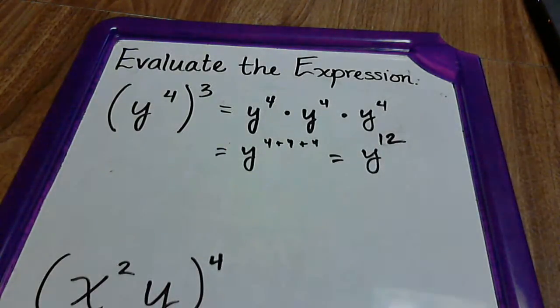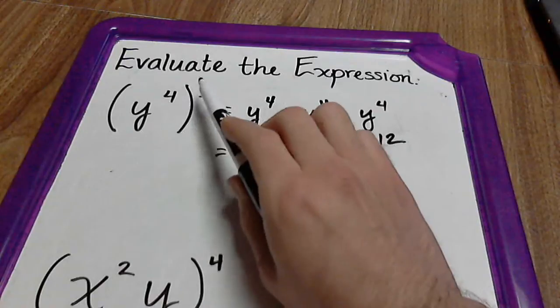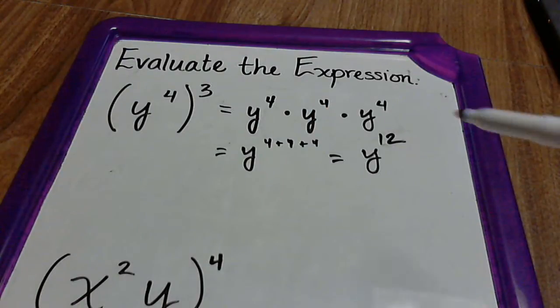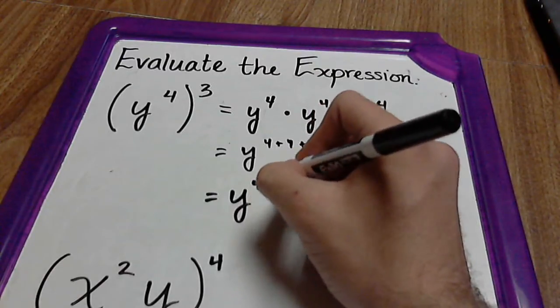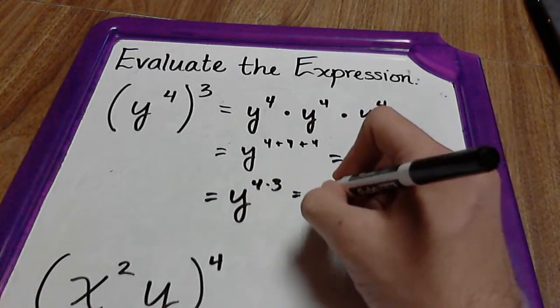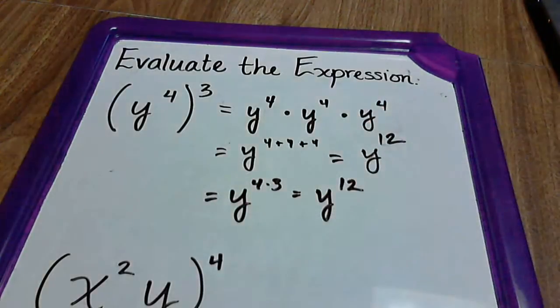And the easier way to remember this is whenever you have a power raised to another power, it is going to be simply the powers multiplied together. So y to the power of 4 times 3 is again y to the 12. Let's look at this one.